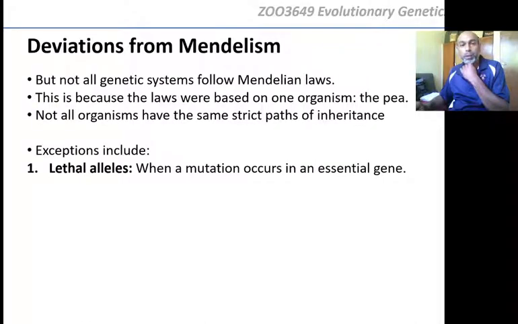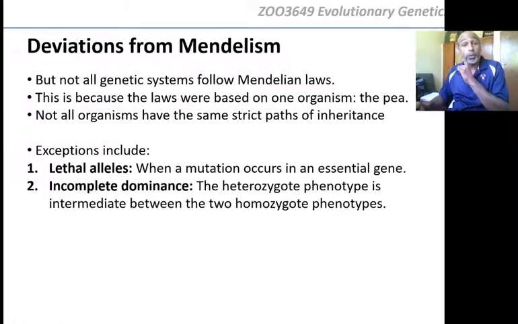These include, well, the most important one, which is lethal alleles, and that happens when a mutation occurs in an essential gene, and that gene has been knocked out. What happens? It stops working, it becomes lethal, and usually recessive, but not always. Then there's incomplete dominance, where the heterozygote phenotype is intermediate between the two homozygote phenotypes. So if you have a red and a white, then under incomplete dominance, heterozygotes are not going to look red, if red is the dominant allele. They're going to look intermediate, which is pink.